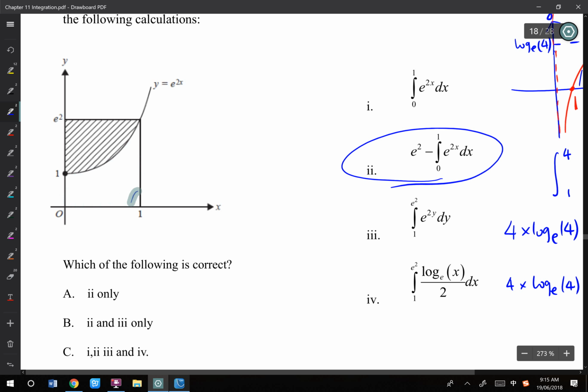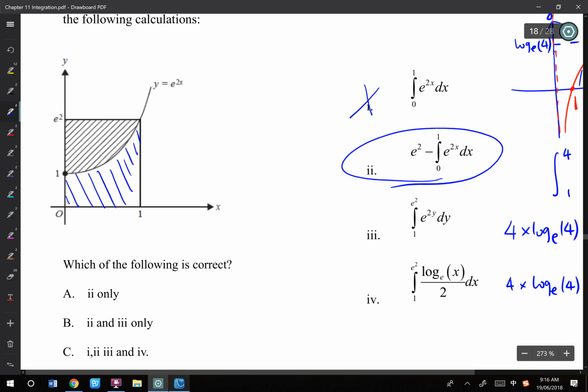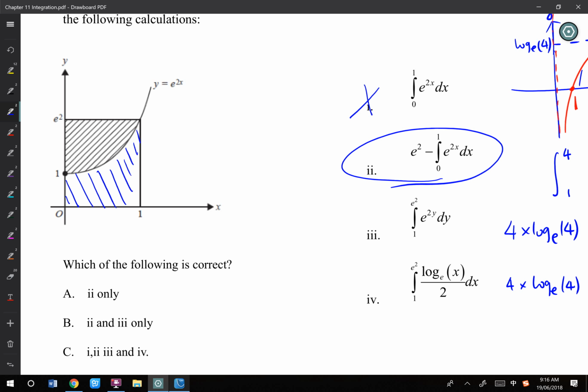So this blue area is given by the integral from 0 to 1 of e to the power of 2x. Well, option 1 can't be right because that only gives you the white area. So the first one is definitely incorrect.